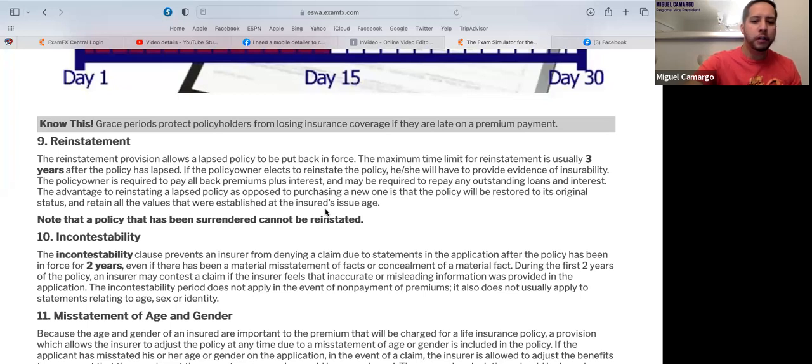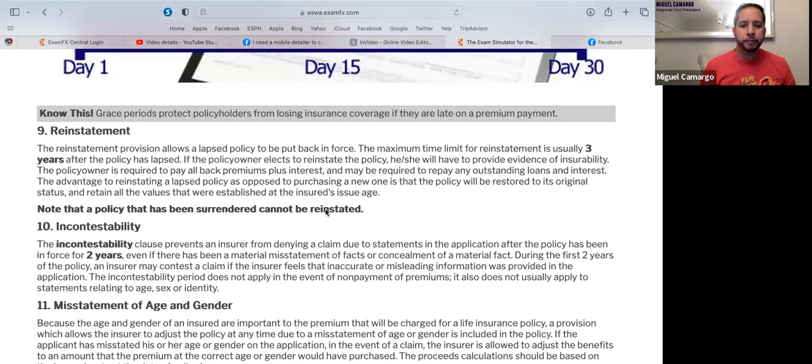Now, any questions on this so far? No? So let's talk about this. I want you to write this down as a little note next to reinstatement. If a policy has been surrendered, and that's going to come out of the cash value, if a policy has been surrendered, it cannot be reinstated. So whole life, if surrendered, cannot be reinstated.